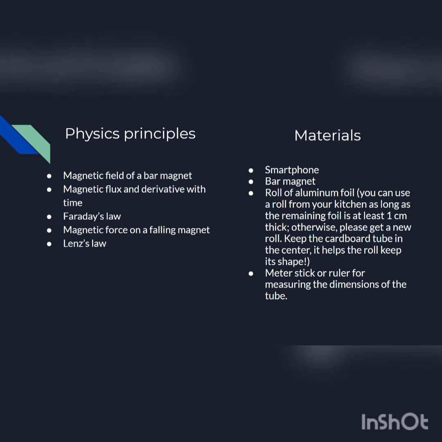The physics principles in this lab are the magnetic field of a bar magnet, the magnetic flux and its derivative with time, Faraday's law, magnetic force on a falling magnet, and Lenz's law. The materials required in this lab are a smartphone, a bar magnet, a magnetometer app, a roll of aluminum foil, and a meter stick or ruler for measuring the dimensions of the tube and the distance it traveled.